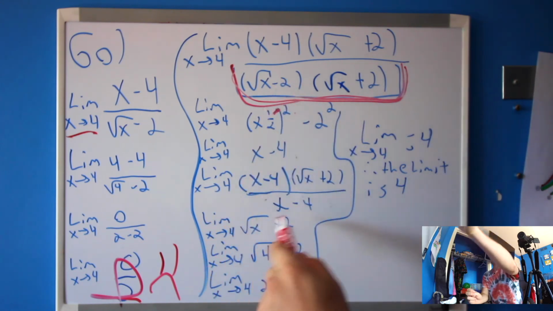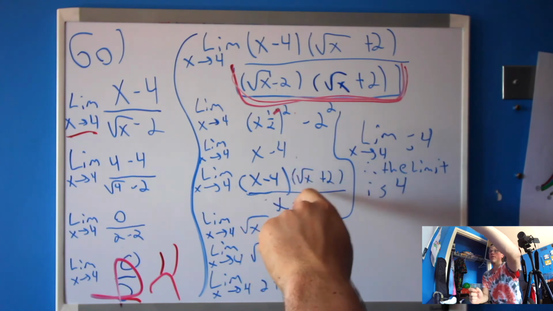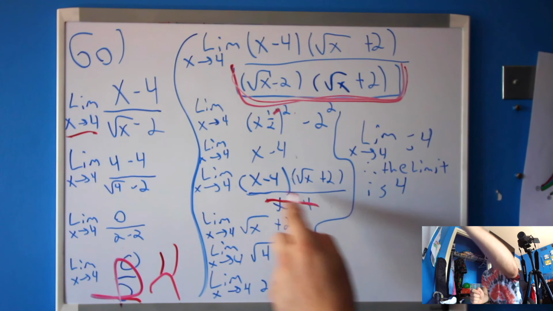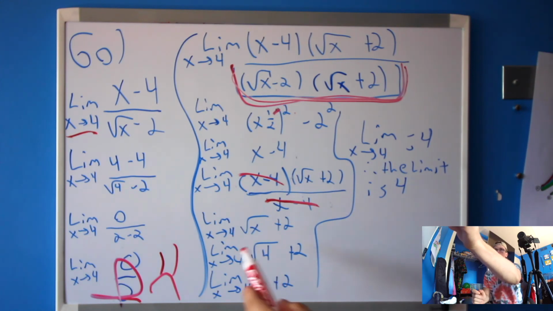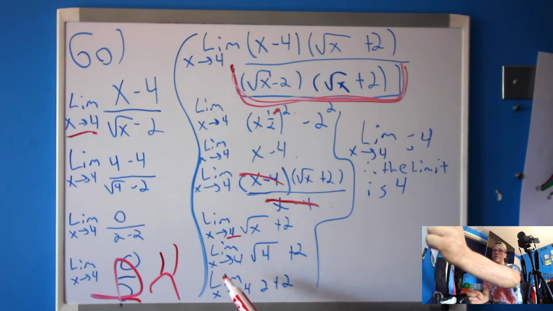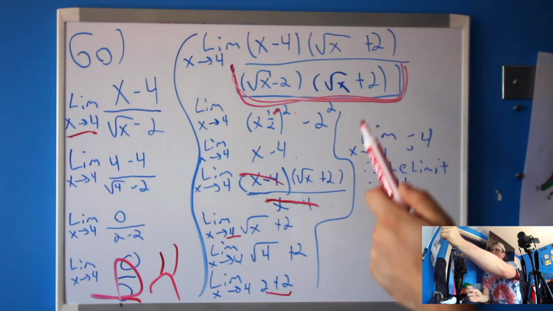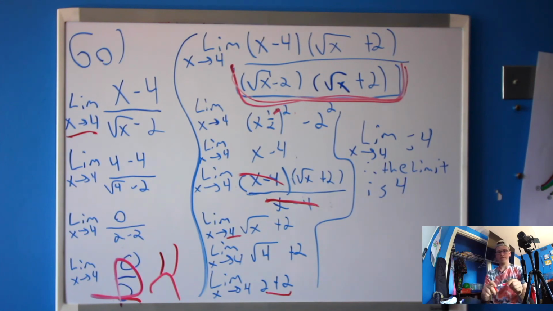So as the limit as x approaches 4, it's (x minus 4) times the square root of x plus 2, over x minus 4. Now we're able to cross out the two x minus 4's, so we're just left with the square root of x plus 2. Now we're going to substitute 4 back into the equation, so as x approaches 4, it's the square root of 4 plus 2, which is 2 plus 2. So the limit as x approaches 4 is 4. So therefore the limit is 4.